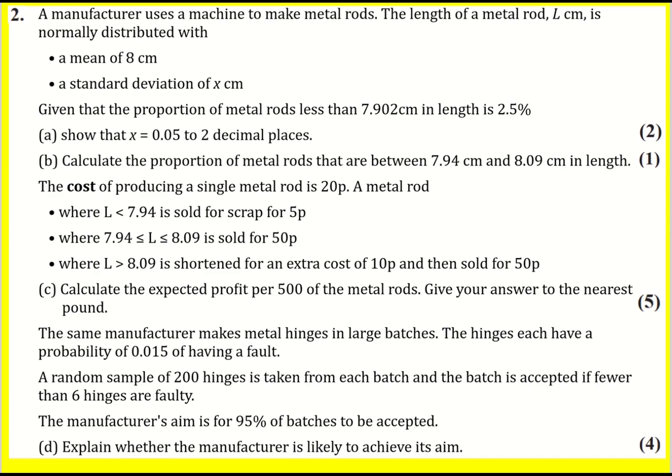A manufacturer uses a machine to make metal rods. The length of the metal rod, L, is normally distributed with mean 8 and standard deviation x. Given that the proportion of metal rods less than 7.902 centimeters in length is 2.5%, let's just write that down.